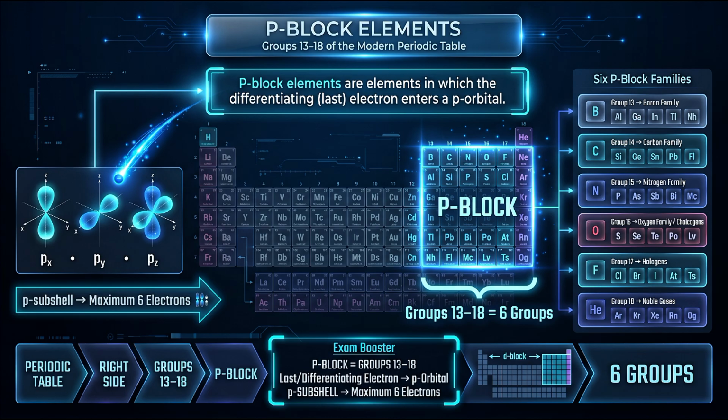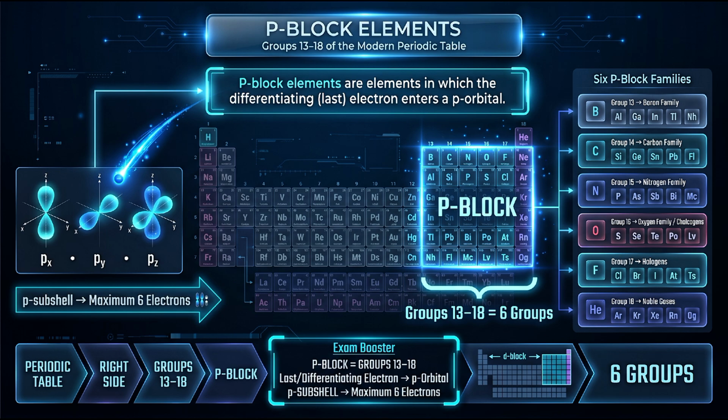At the same time, ionization energy generally increases, electronegativity generally increases, and metallic character generally decreases. Therefore, the left side of the p-block contains more metallic elements, while the right side becomes increasingly non-metallic and finally ends with the noble gases.